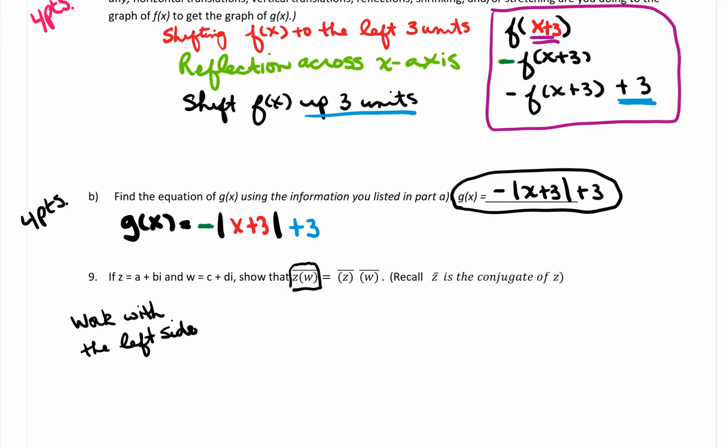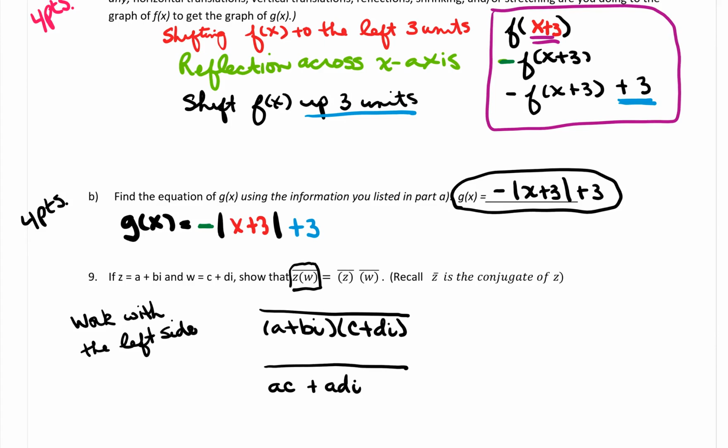And so z, we know, is a plus bi, and w is c plus di. And we're looking at the conjugate of that. So let's perform the operation underneath this bar. If we distribute, a times c is ac. A times di is plus adi. bi times c is plus bci. And then bi times di is bdi squared, but recall i squared is negative 1. So this is going to be minus bd.